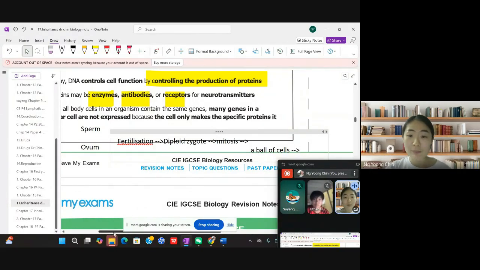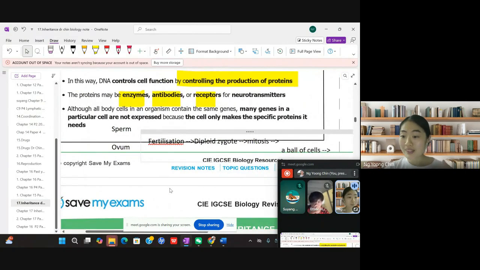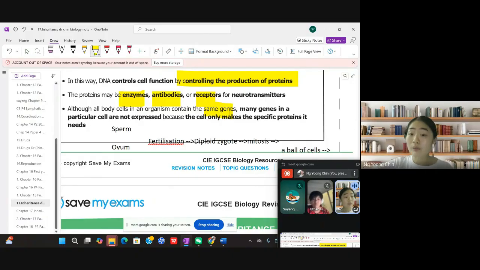I'm not sure you understand what I mean. Do you understand what I mean? Or you feel very blur? Okay, so you can see all body cells in the organism, they contain the same gene. Why is it the same gene? It's because you are from the same zygote. You just undergo the cell division, right? You become a ball of cell. They contain the same genetic information, but the way of their expression is different.